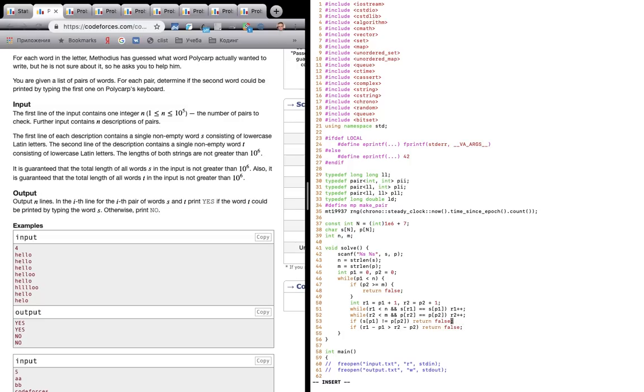If the group is different, then it's bad. If in the first word there are more letters in the same group, then it's also bad, and we have to move to the next group. And the second word has to be finished.